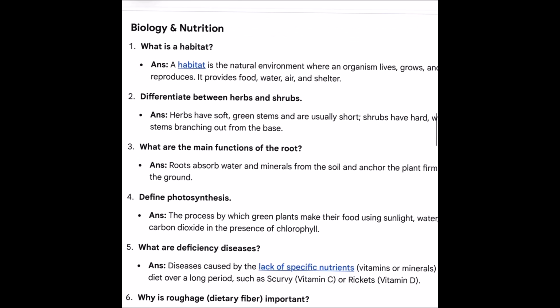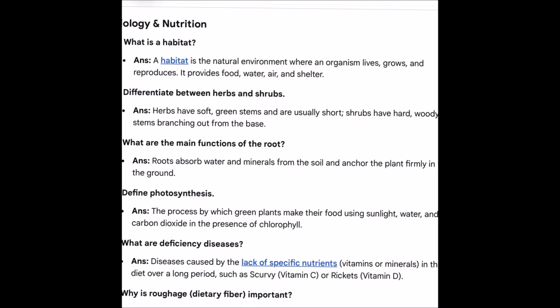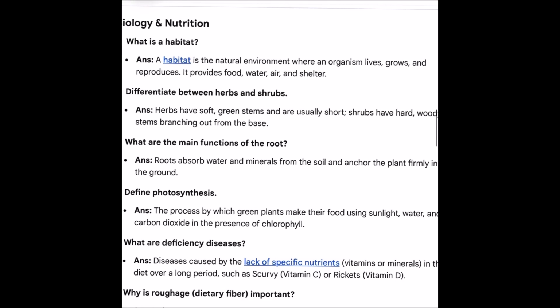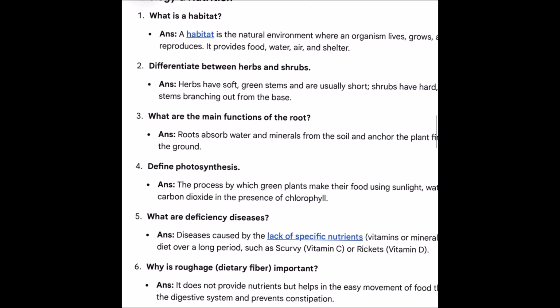Okay, next question, question number 3 is, what are the main functions of the root? Answer is, roots absorb water and minerals from the soil and anchor the plant firmly in the ground. So there are two main functions of root: to transfer the water and minerals from the soil and to hold the plant firmly to the ground. These are the two main functions of the root.